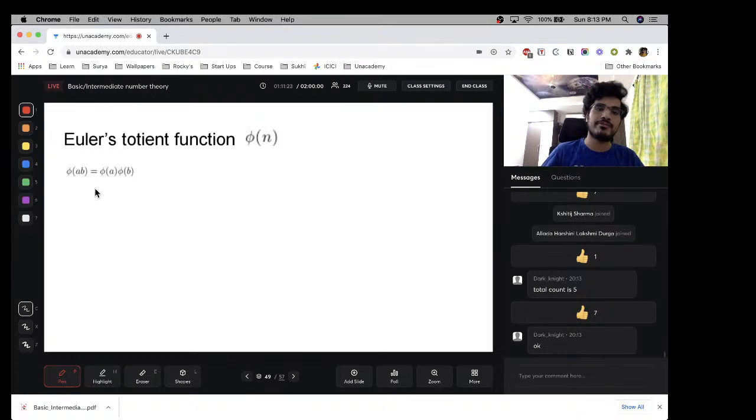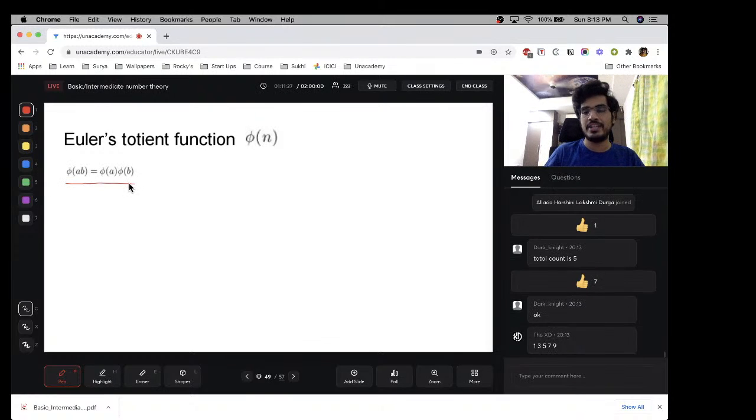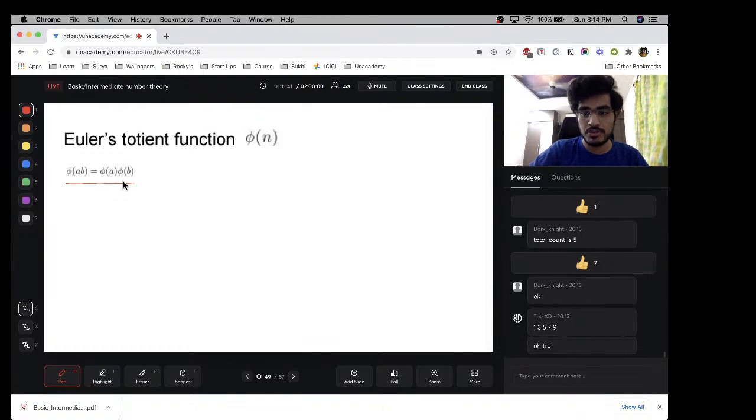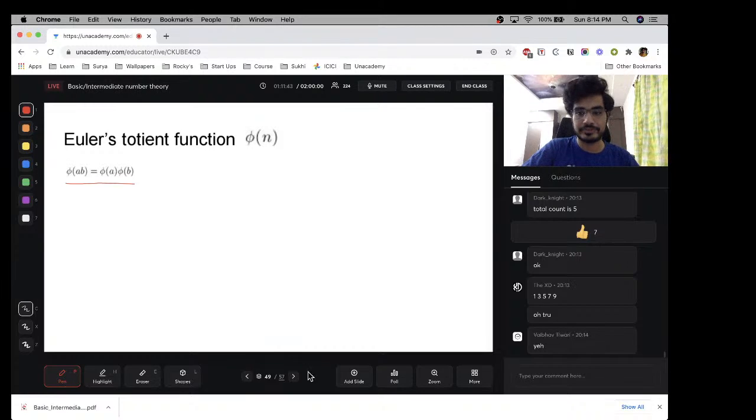So phi of AB is phi of A into phi of B. Just looking at the chat, 1, 3, 5, 7, 9. 5 is not a coprime, right? 5 is a divisor of 10. GCD of 5 comma 10 is 2. Sorry, is 5. Phi of AB is equal to phi of A into phi of B.